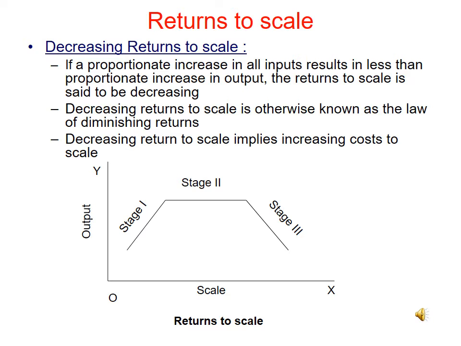Therefore, this decreasing returns to scale is also otherwise known as the law of diminishing returns. I think we have already studied and understood what the law of diminishing returns is. This decreasing returns to scale, or the law of diminishing returns, starts to happen after the completion of stage 2 of the classical production function. So in the graph below, you can see that in stage 1, there is increasing returns to scale. In the second stage, there is constant returns to scale. And in the third stage, there is decreasing returns to scale.